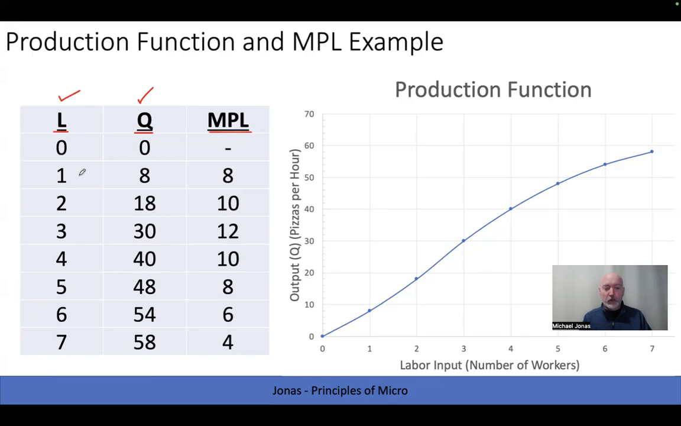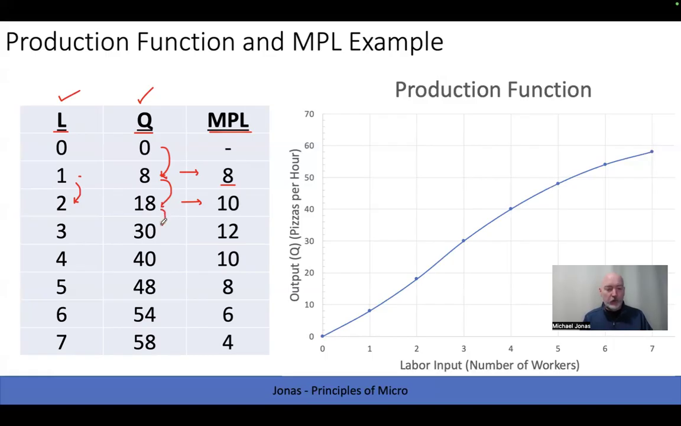So I hire the first worker, and let's suppose my total output goes from 0 to 8. Well, that worker has added 8 units of output. So their marginal product of labor for that first worker is 8 units. Nice job. We hire the second worker. Delta L is 1. Output rises from 8 pizzas per hour to 18. Well, from 8 to 18 has added 10. So that second worker has an MPL, marginal product of labor, of 10. And so on down the line.